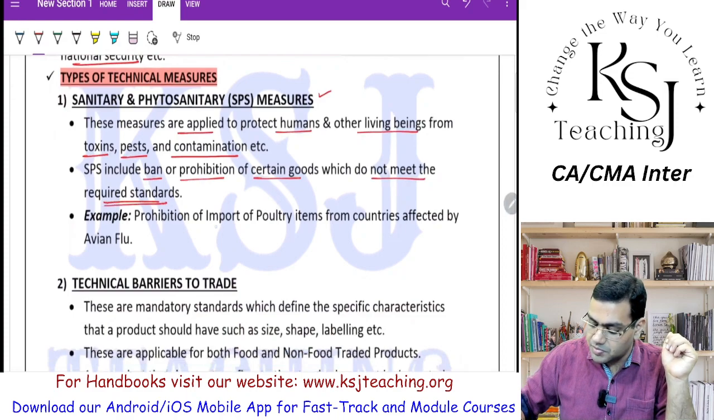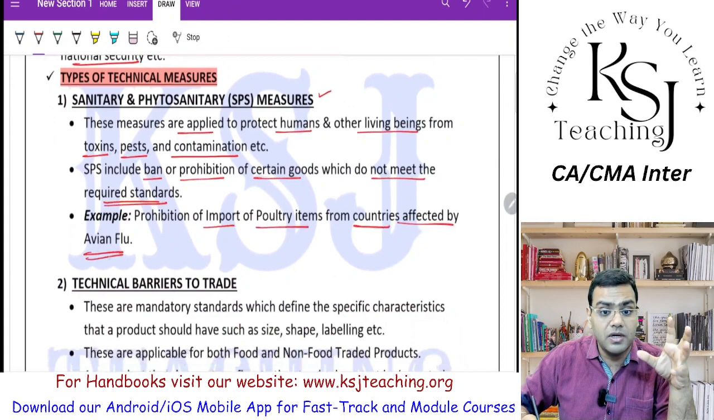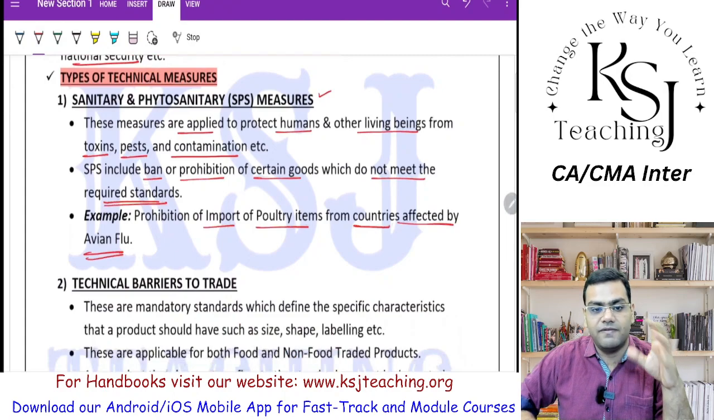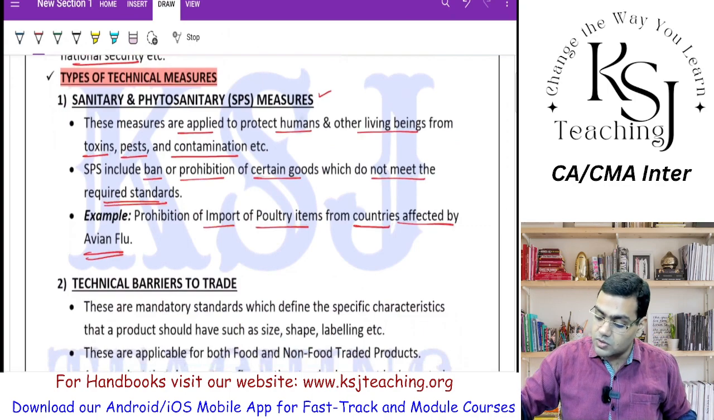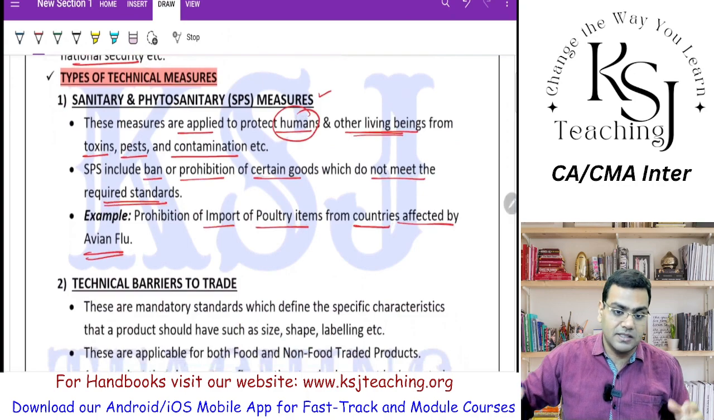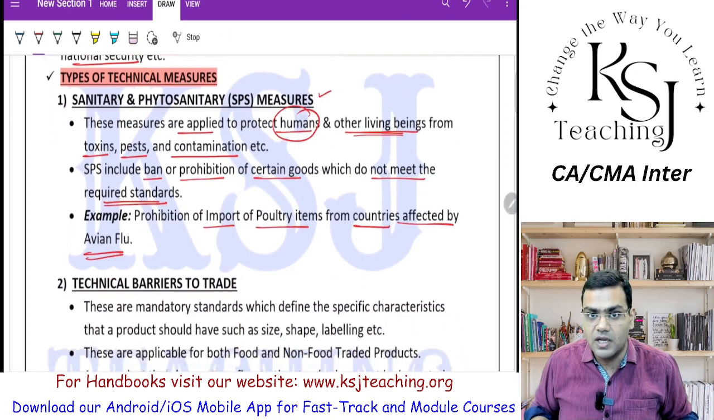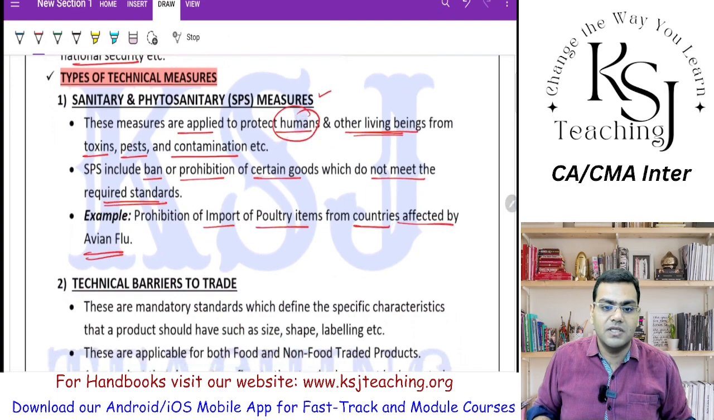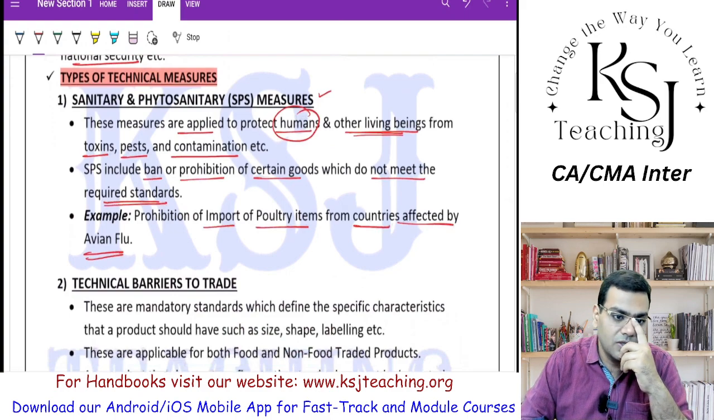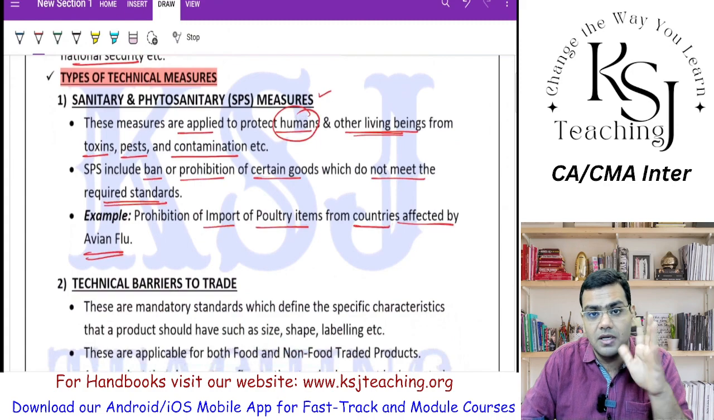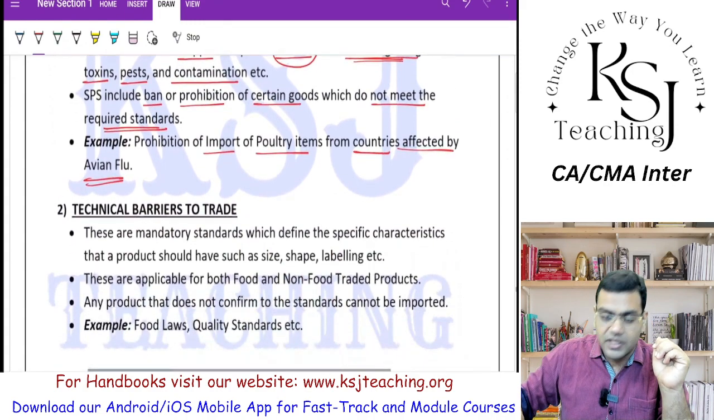For example, the prohibition of import of poultry items from countries affected by avian flu, that is the poultry flu, right? If there is any infection in the poultry in that particular country, we have to ban that. Otherwise, what will happen, sir? It will be harmful for the human race and for other living beings, right? It is going to be really harmful. And if there is some product which is contaminated or full of pesticides and insecticides, and you are planning to import that, then also there is a complete ban or prohibition on the import of these goods.